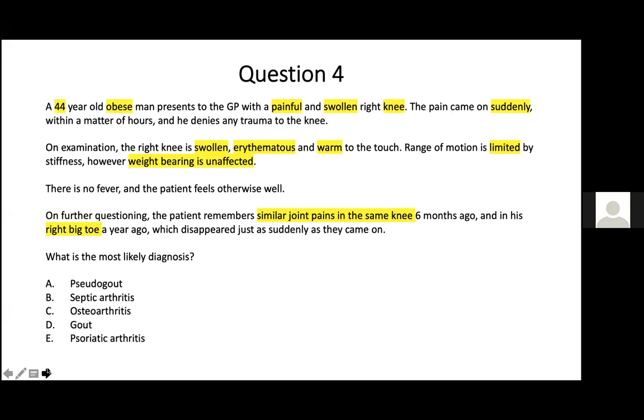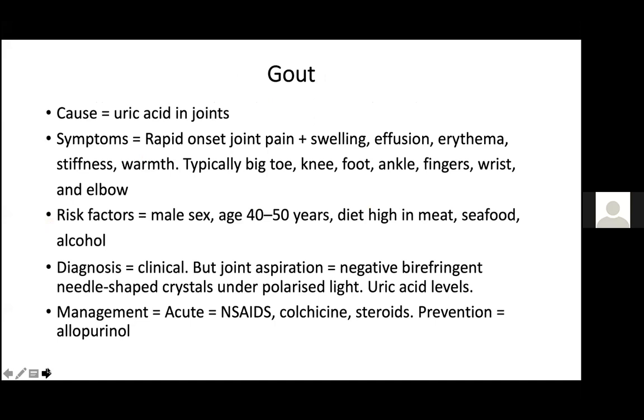So let's have a chat about sore joints, and let's start with gout. Gout is caused by uric acid crystals amalgamating in the joint. It presents with a rapid onset joint pain and swelling. There's sometimes an effusion, sometimes a visible redness to the joint. The joint might be stiff and the joint might feel warm.